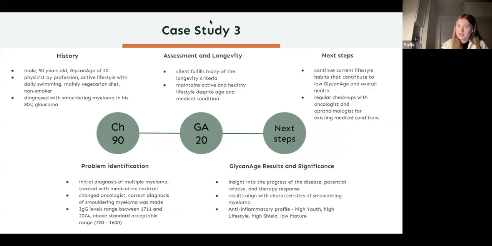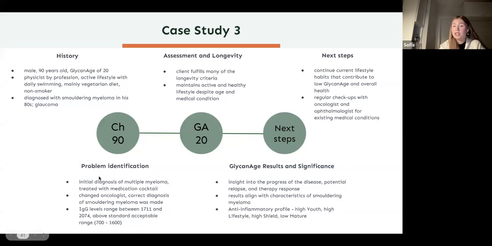And another interesting case study, and this is more related to these anomalies that we spoke about. So this is a male patient, client, who was 90 years old at the time chronologically, and he had a GlycanAge of 20. So he was a physicist by profession. He led an active lifestyle with daily swimming. He ate a mainly vegetarian diet, and he was a known smoker. But he was diagnosed with smoldering myeloma in his 80s, and he also had glaucoma.